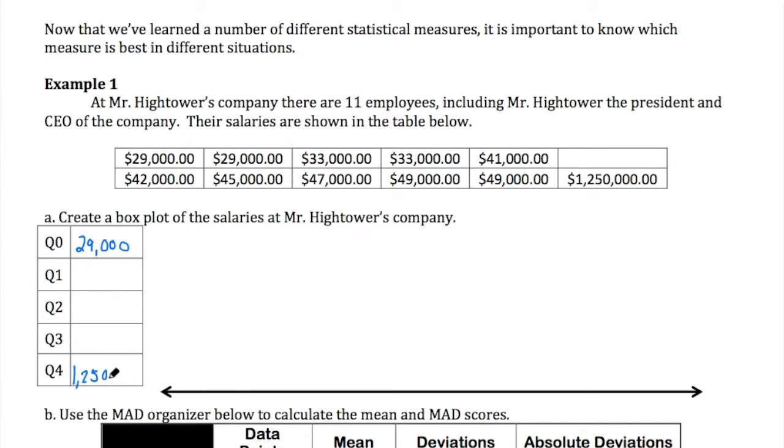The salaries are shown below in the table. So the lowest one is $29,000, and the highest is clearly the $1,250,000. We can see 5 at the top and 5 at the bottom, leaving $42,000 as our Q2 or our median. Of the 5 smallest numbers, we can go right to the middle and see that 33,000 is our Q1 score, and of the 5 highest numbers, 49,000 is in the middle there, so that's our Q3 score. Let's go ahead and try to create a box plot.